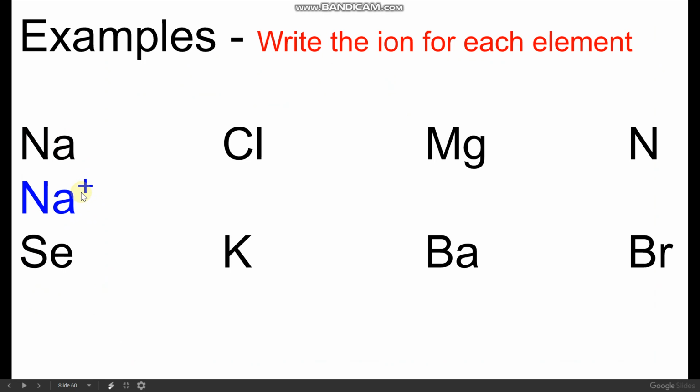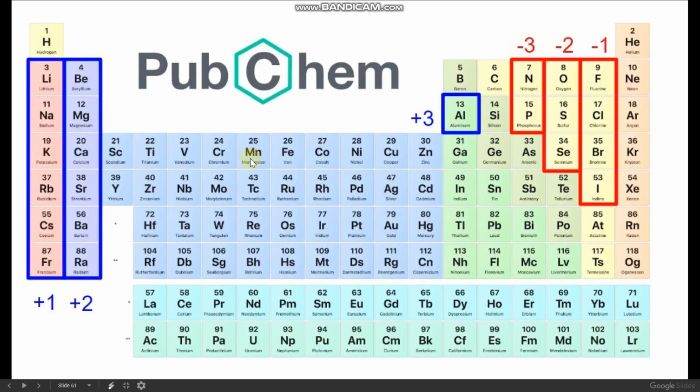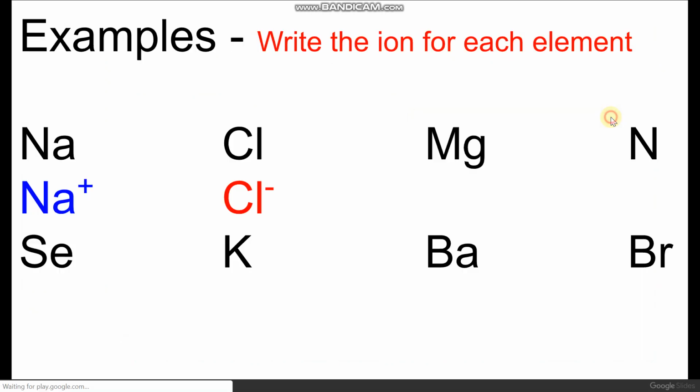Now remember, we don't write the number if it's a 1. We just write the positive. So Na+. So it'll be very similar with our next example, chlorine. Chlorine is right here. It's in that first column where everything has a -1 charge. So then I'll write chlorine with a minus. And again, we don't write the 1. If it's a 2 or a 3, we'll write the number, but if it's a 1, we just leave it alone.